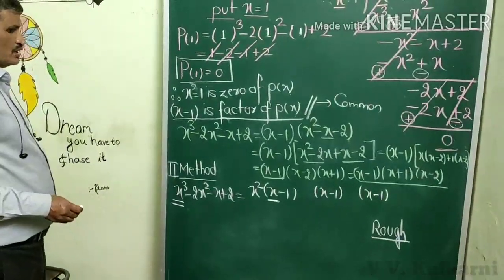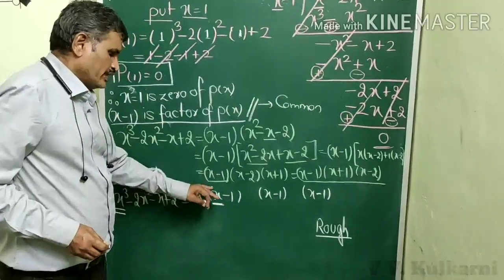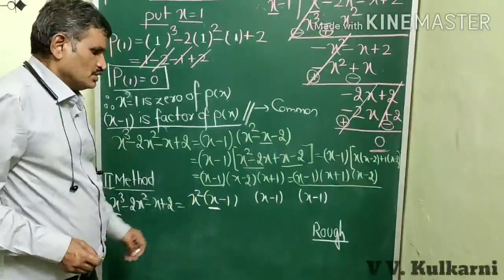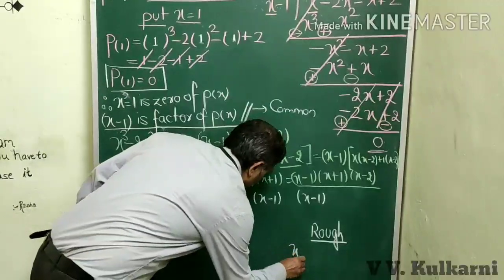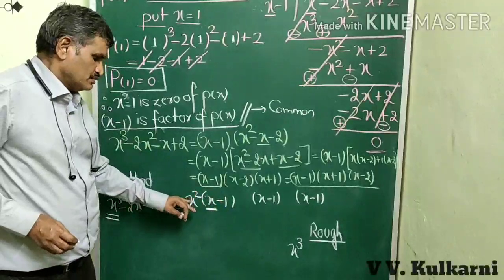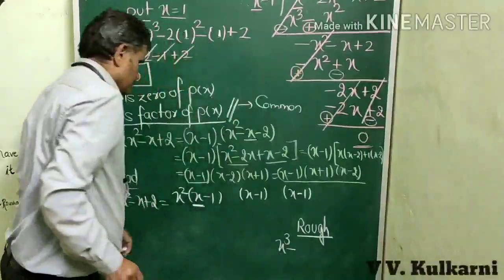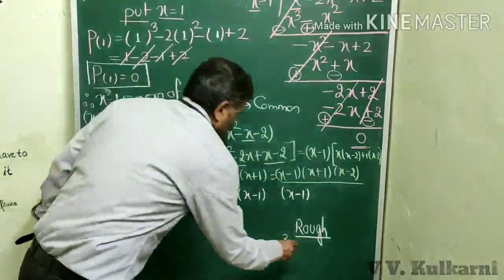What is that you have to note down? Plus of plus is plus. x squared into x will be equal to x cube. Then plus of minus is minus. x squared into 1 is x squared.